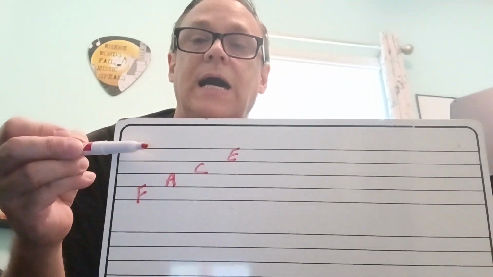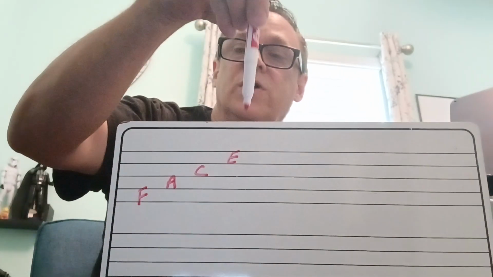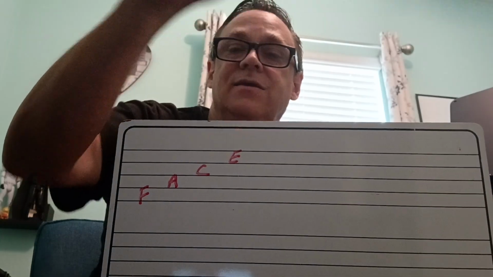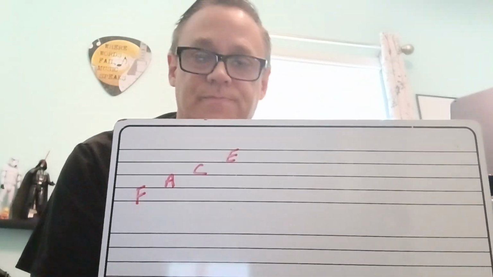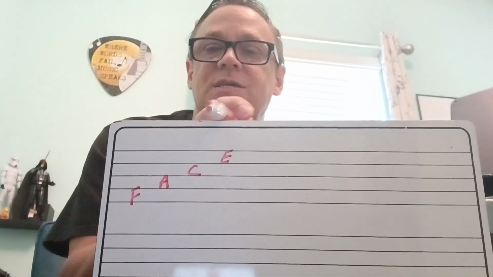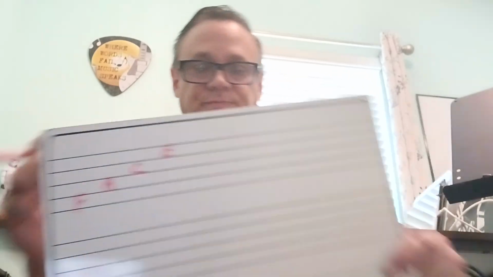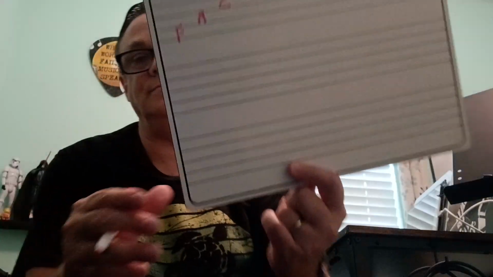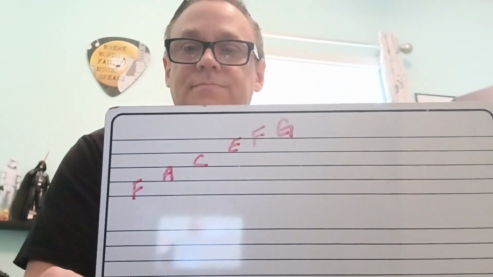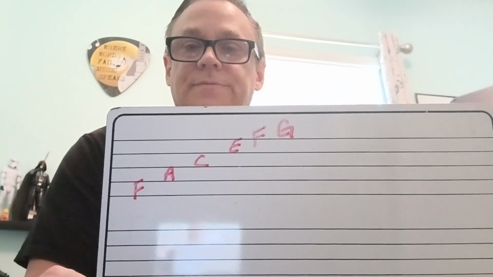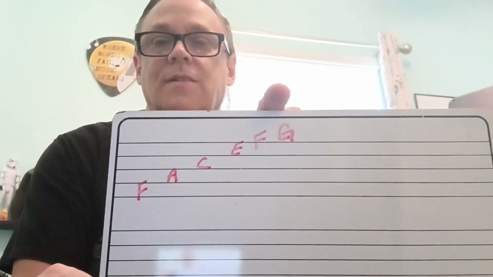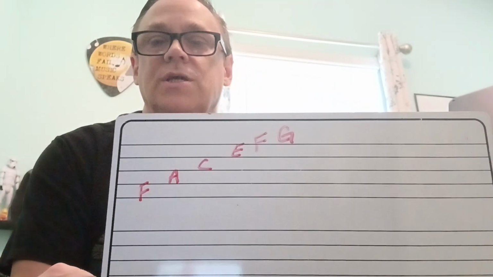Low to high. So, which is the high E? First string or sixth string? Exactly. So, this E on the staff would be first string. Then the notes go alphabetically. So E, F, G. See it? E, line F, up top G.